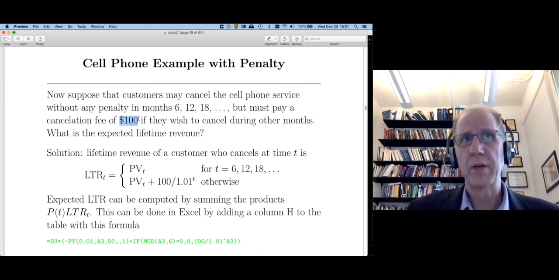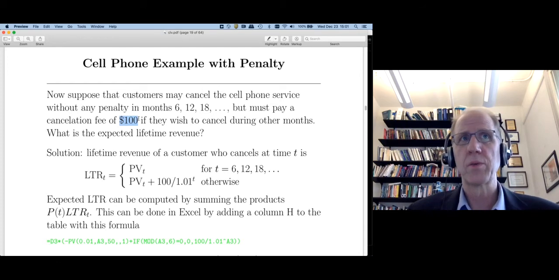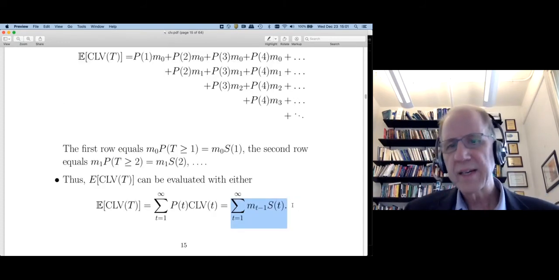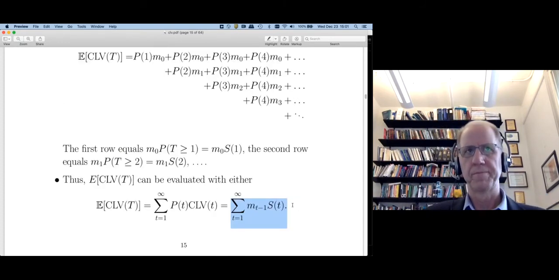So I'm out of contract at 6, 12, 18, and 24. I can cancel without any penalty. Otherwise, I have to give you an additional $100 to get out of my contract. So what's my lifetime value now? This is very important. I cannot use this formula. The reason for this is m sub t depends on t.